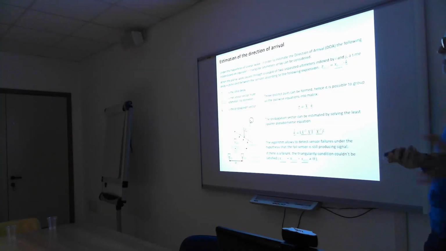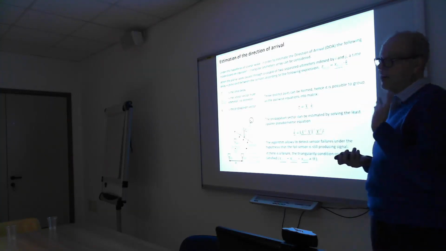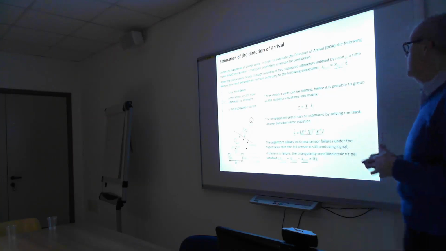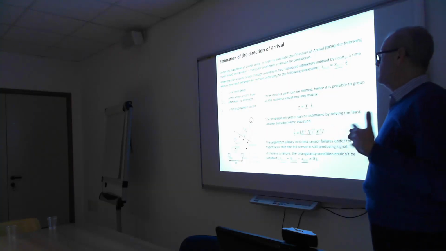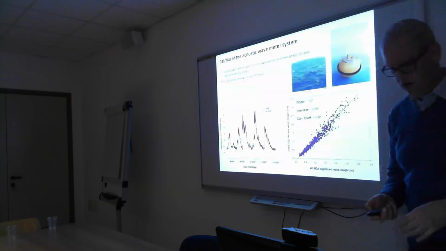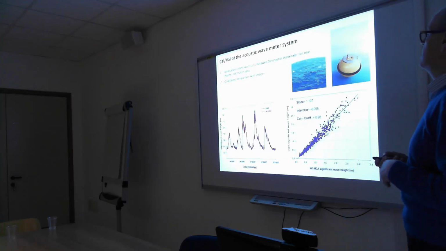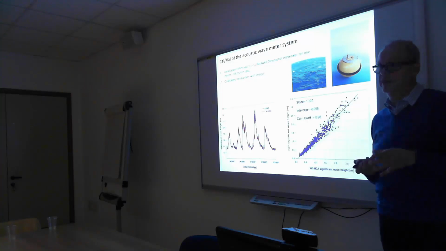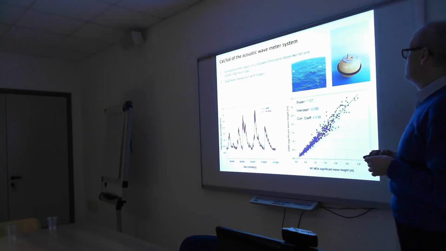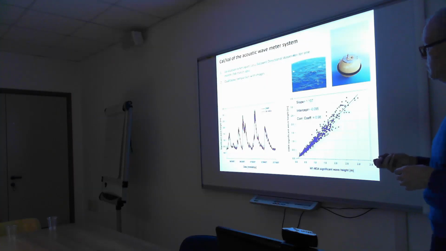This is the formulation of the problem. So assuming that the waves are planar waves, of course this is not the truth. Having a directional array, we can use directional techniques in order to estimate the main or principal direction of propagation of the waves. We perform a kind of calibration and validation of the system using a collocated Waverider buoy, so it's a standard wave buoy, and you can see here the time series of our system and of the Waverider and the scatter plot with a pretty high correlation coefficient.